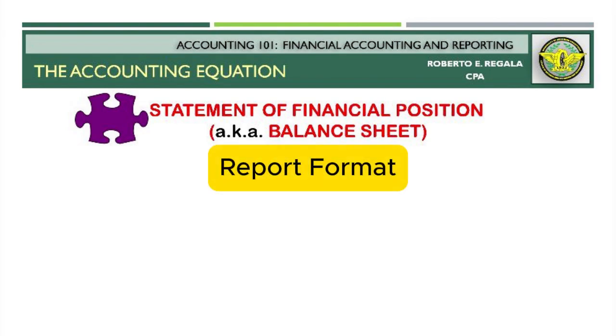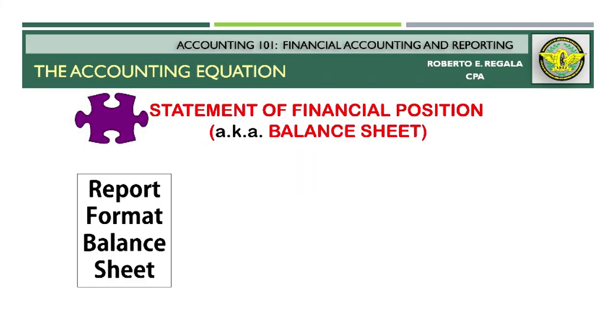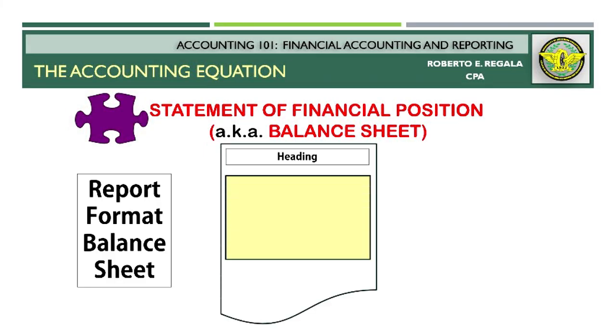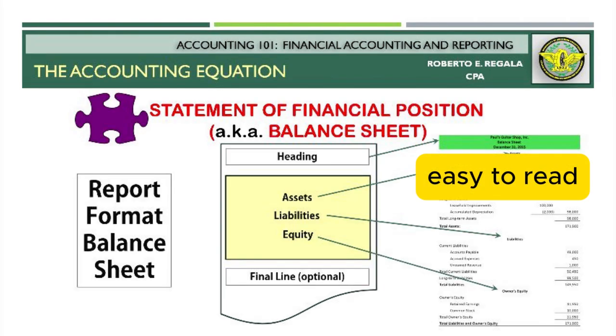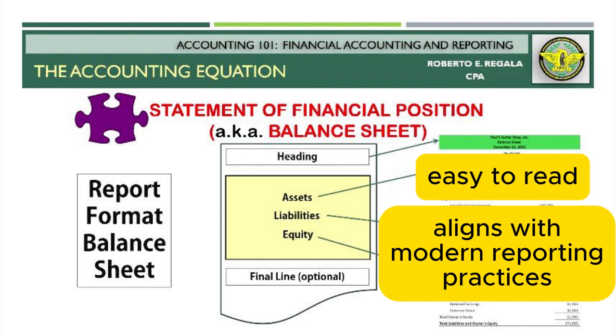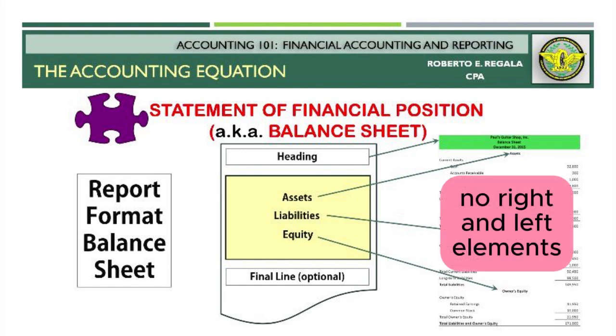1. The report format and 2. The account format. The report format is structured vertically, with assets, liabilities, and equity listed sequentially, one below the other. This format is commonly used because it is easy to read and aligns well with modern reporting practices, especially in digital and printed formats. However, it does not show the right and left elements of an equation and their relationship to one another.